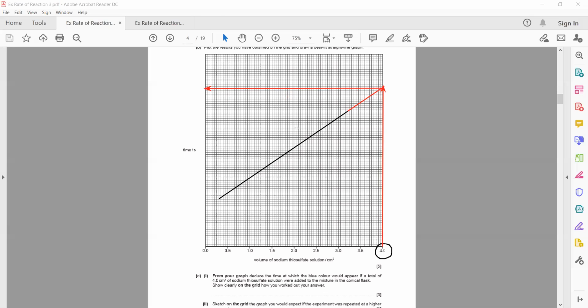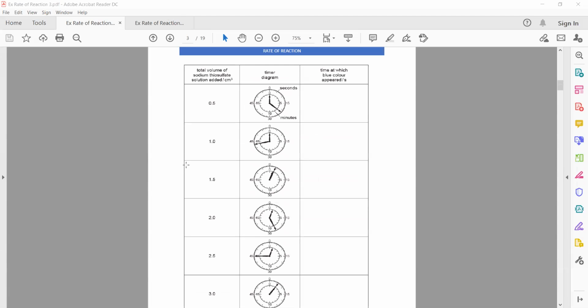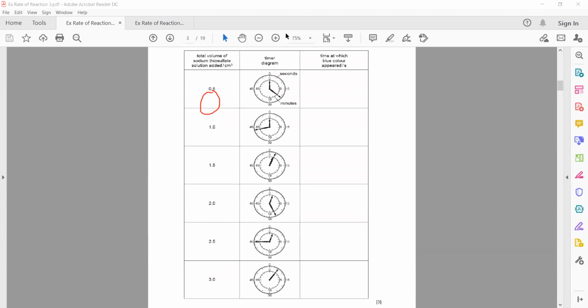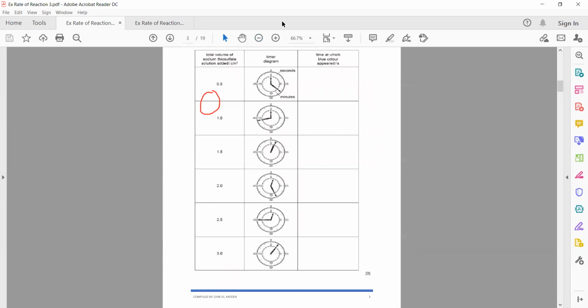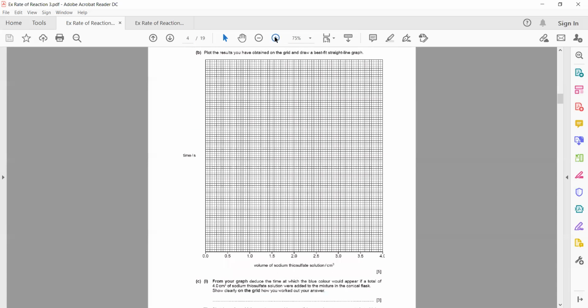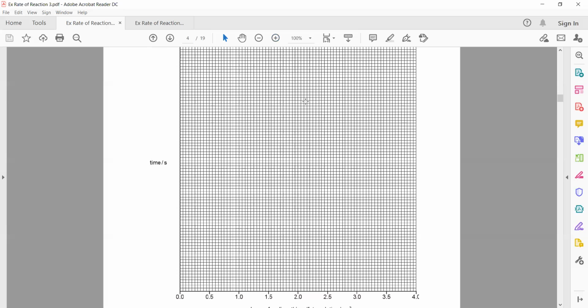Because you will have a graph, as you can see, with the volume of a solution. The volume is from 0.5 till 3. So you started your graph with a point of 0.5, and you will have 3 on your graph, but you don't have 4. So if you don't have 4, how can you identify how much time it will take for the appearance of the blue color?